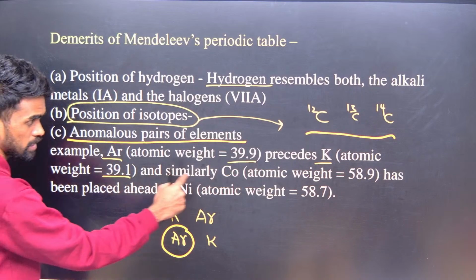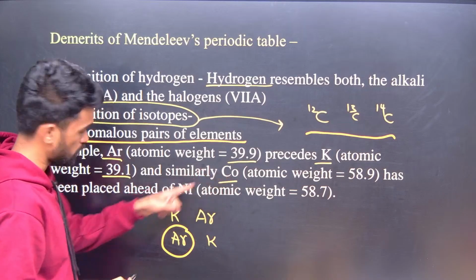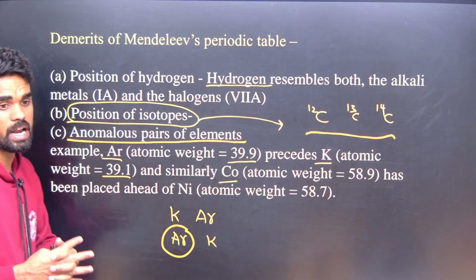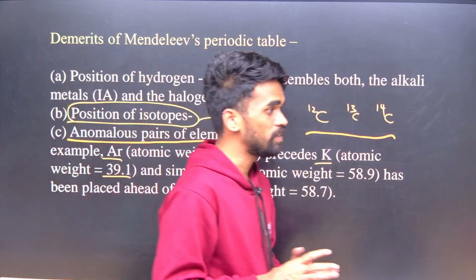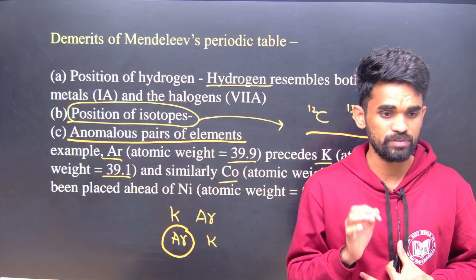Next, something like that we have cobalt and nickel. You need to remember these anomalous pairs also. They will ask which of the following are the anomalous pairs of Mendeleev's classification.